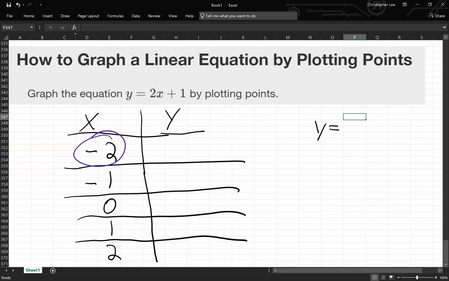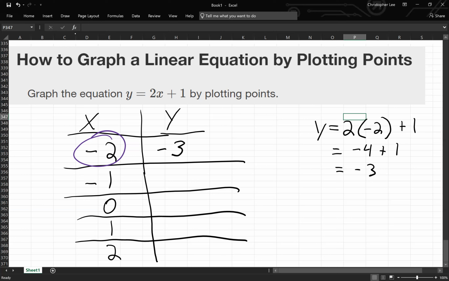So we have y is equal to 2, but instead of the x, I'm going to plug in -2, plus 1. We do the math: 2 times -2, that's -4, plus 1. So this is -3. Did I lose anybody? We're good? So I'm going to put it over here. That's the y value, -3. Boom. I'm going to do the same thing with the next one.